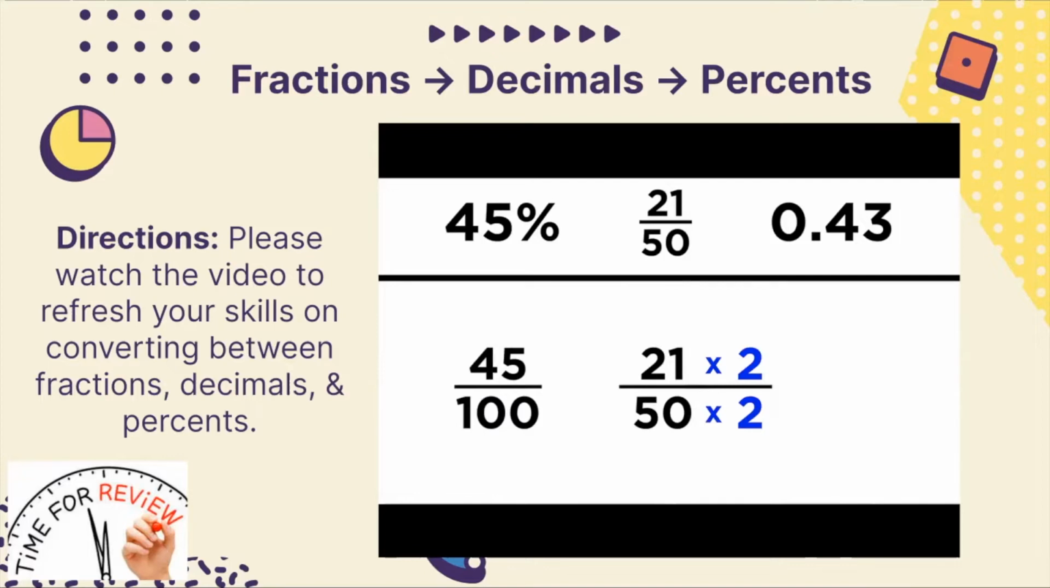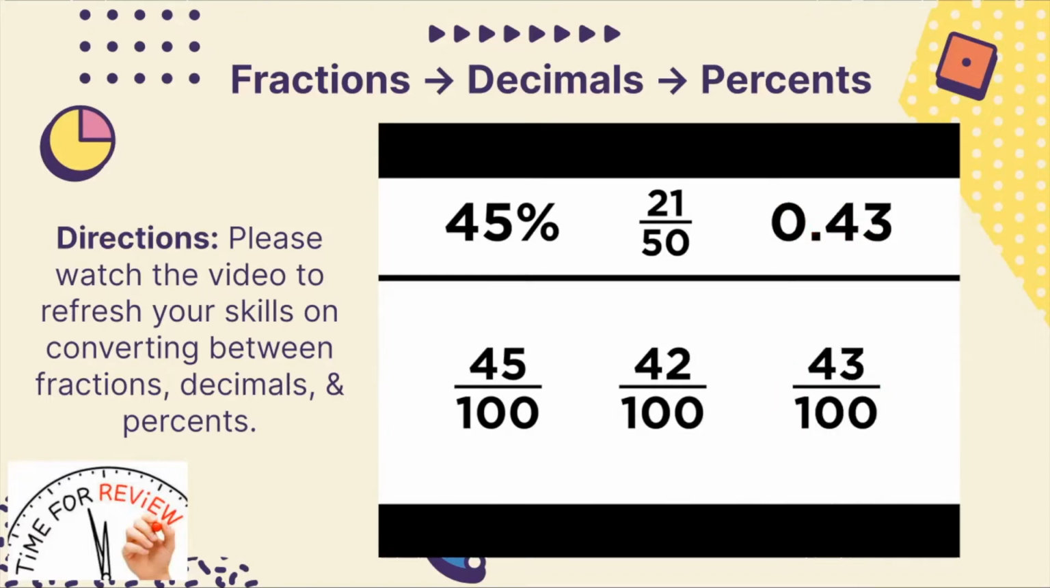Multiplying both numbers by 2, we get 42 over 100. And with the final value, we can move the decimal over twice to get 43%, which must be 43 over 100. Now it is quite easy to put them in order because they look the same. 42 comes first, then 43, then 45. That means that this will be the correct order for the original values. Let's check comprehension.